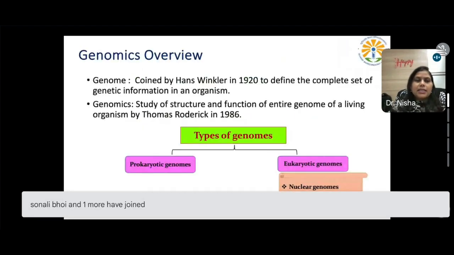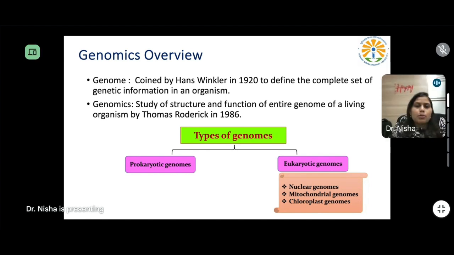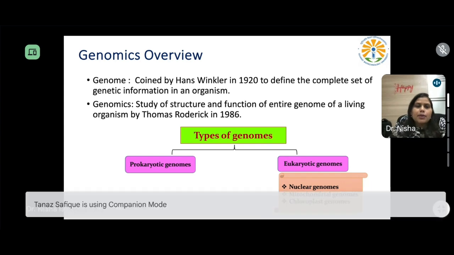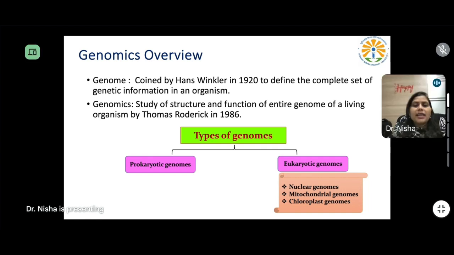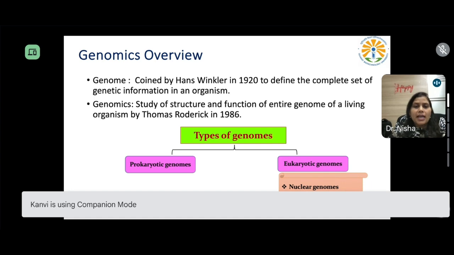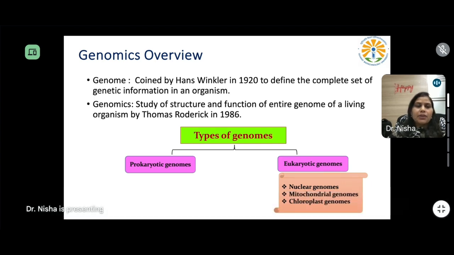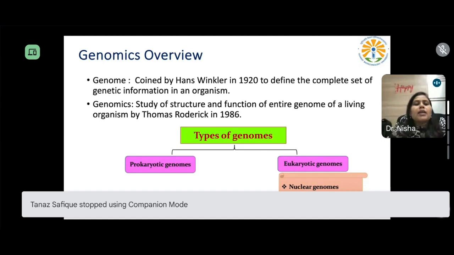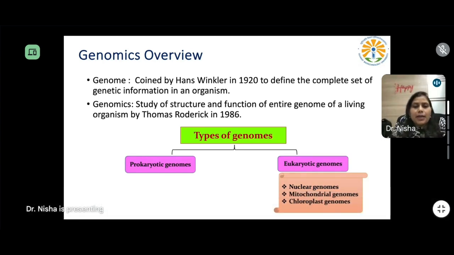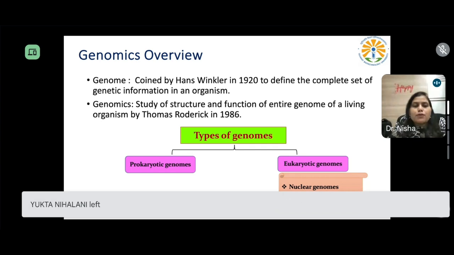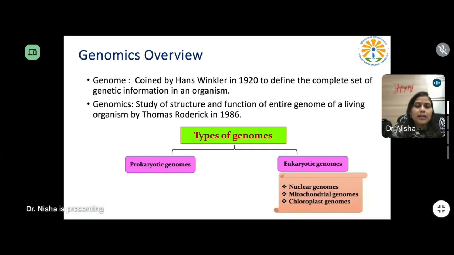I'll start with the very basics, the overview of genomics. For the newcomers, the students who joined, this is very basic knowledge: the genome was first coined by Hans Winkler in 1920 to define the complete set of genetic information in an organism, including its protoplasm. The study of the genome is known as genomics, and it comprises the different types of genomes that we will study. The term genomics was coined by Thomas Roderick in 1986. So this is some basic information.